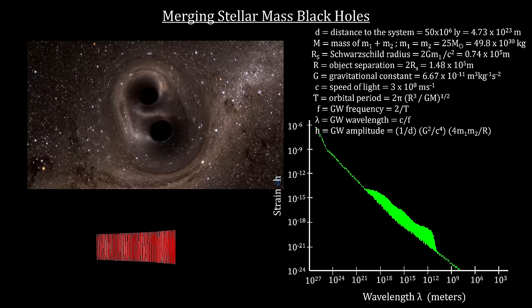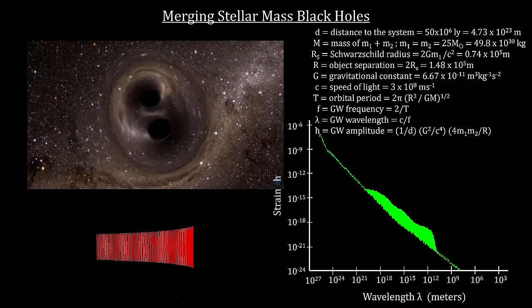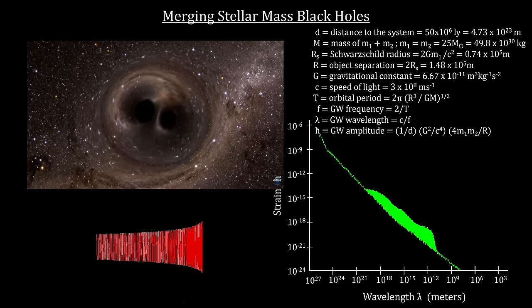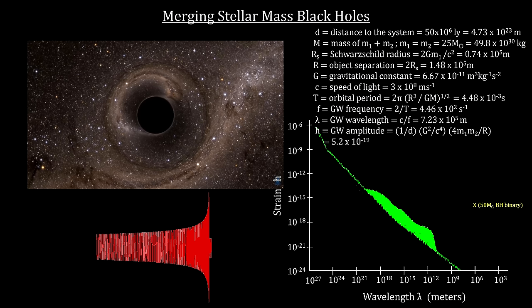The minimum distance between them will be twice their Schwarzschild radius, which is larger than a neutron star radius. This puts them further apart than the earlier merging neutron stars example. But the increase in the black hole's mass more than compensates for that, and the merger produces a much larger amplitude.